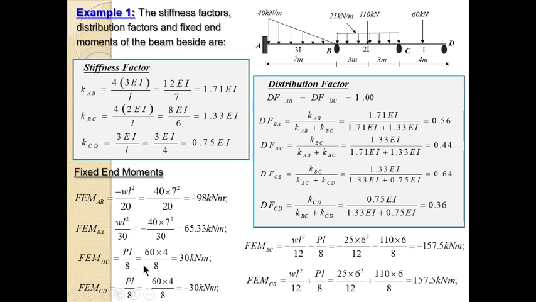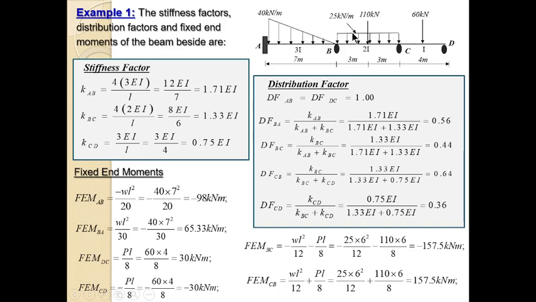Okay, we are going to look at example 1. In example 1, we are going to find the stiffness factor, the distribution factor, and the fixed end moment of the beam. So this is the beam. It has 3 spans. So the beam has span AB, span BC, and span CD. In span AB, we have a uniformly varying load. In span BC, we have 2 sets of load.